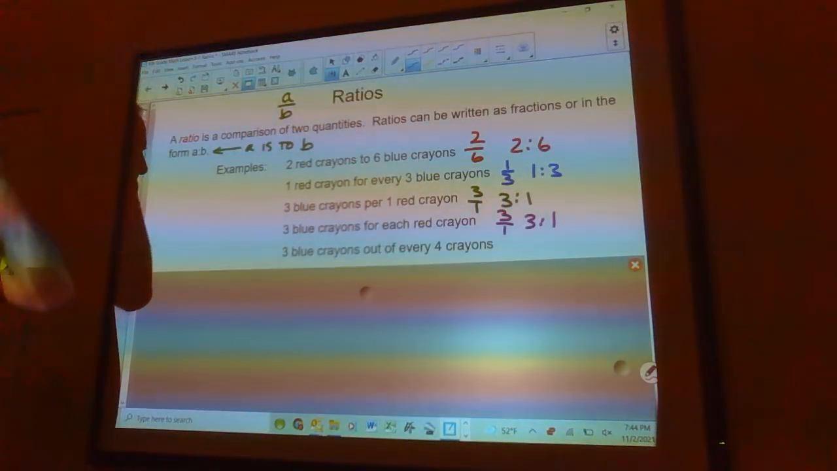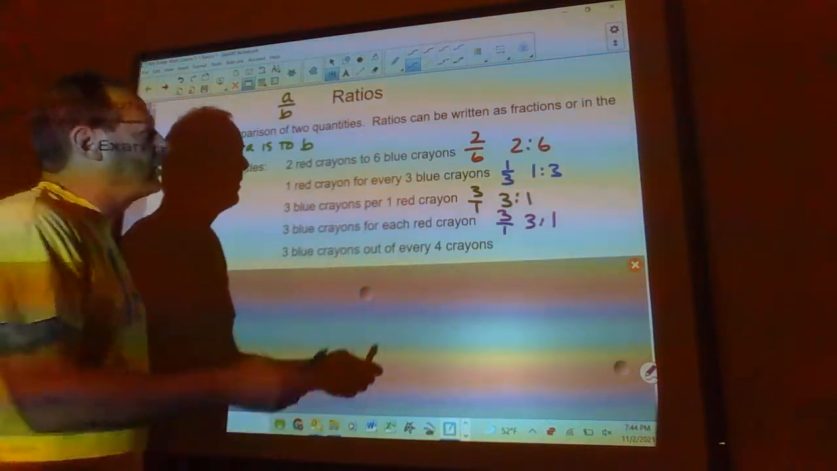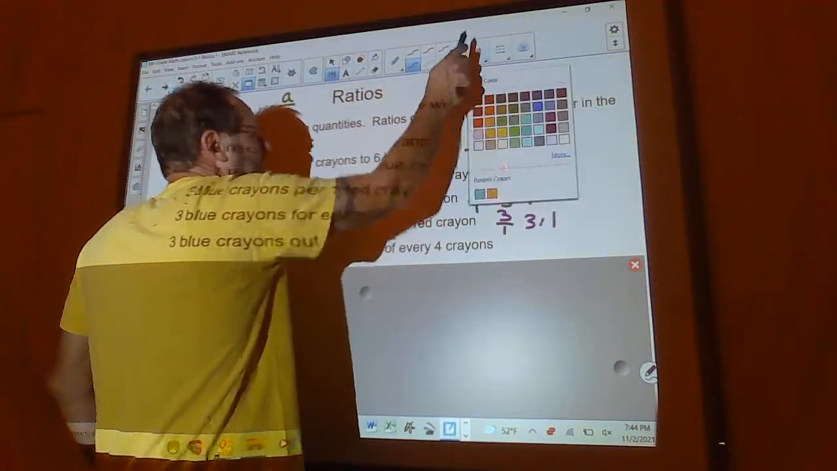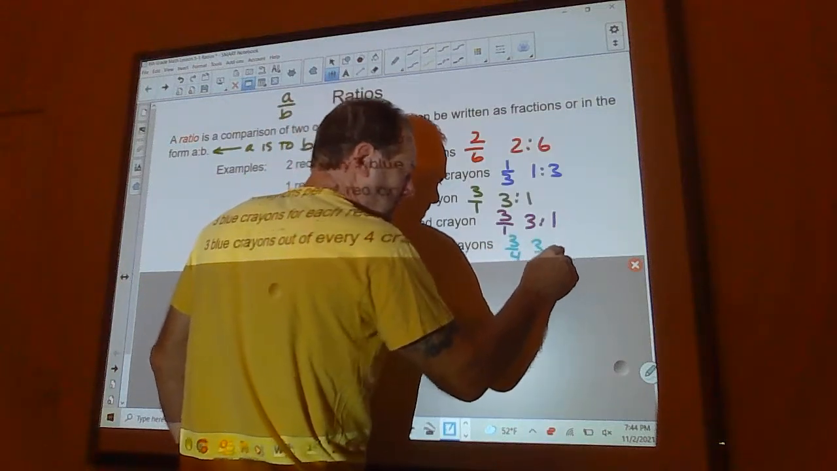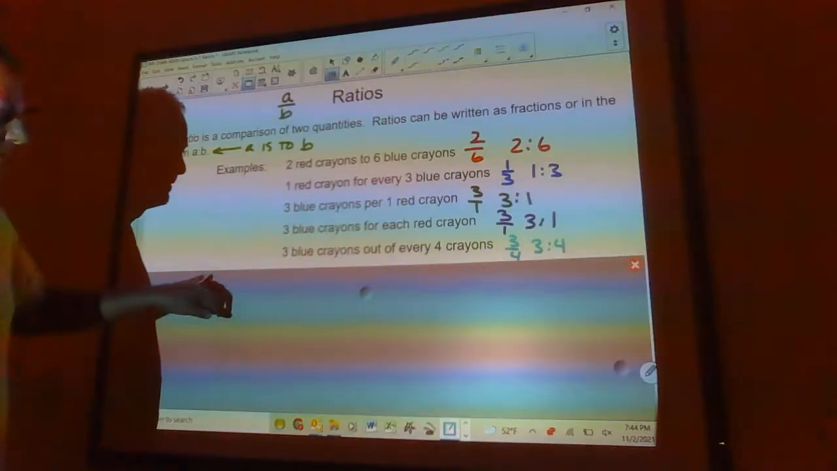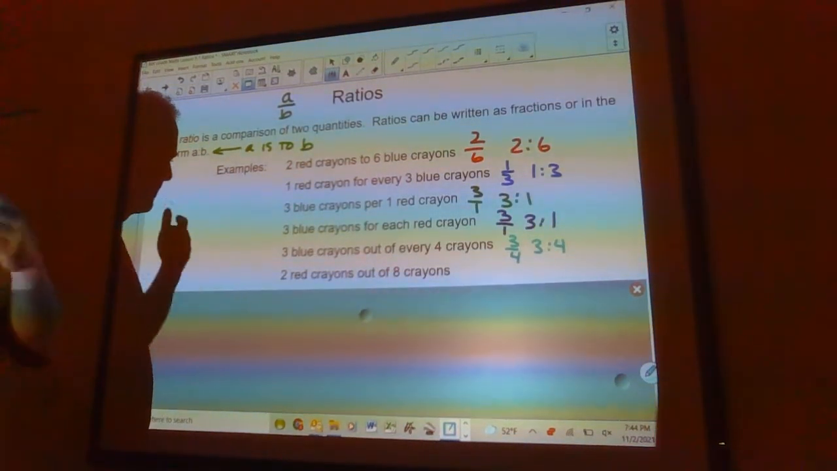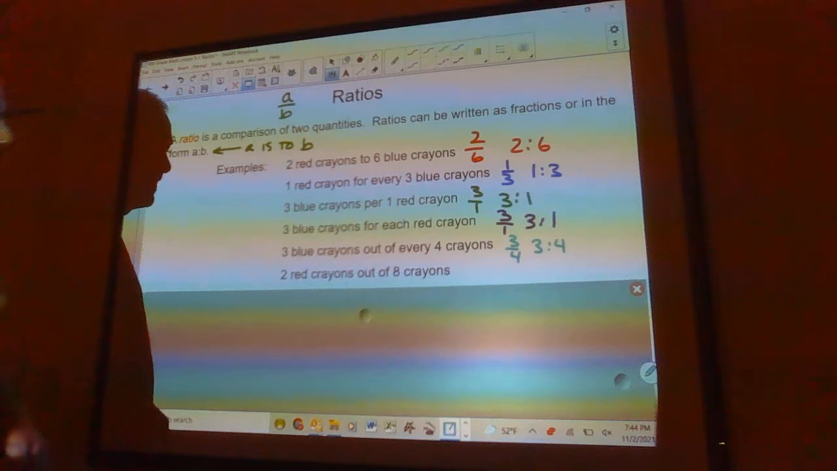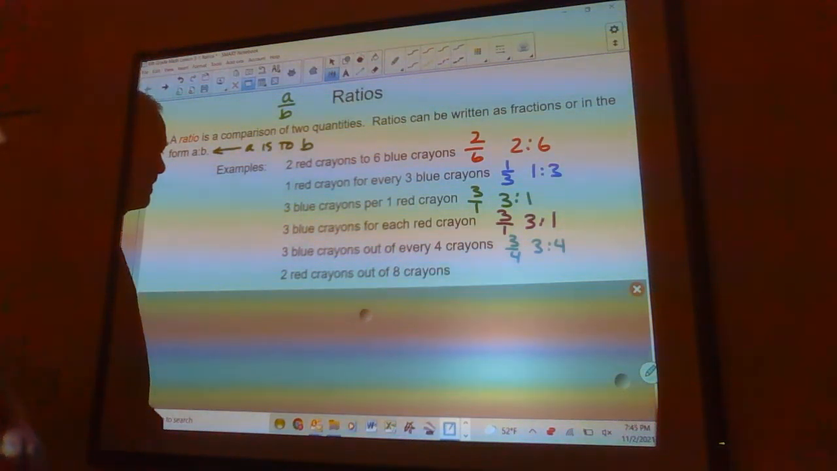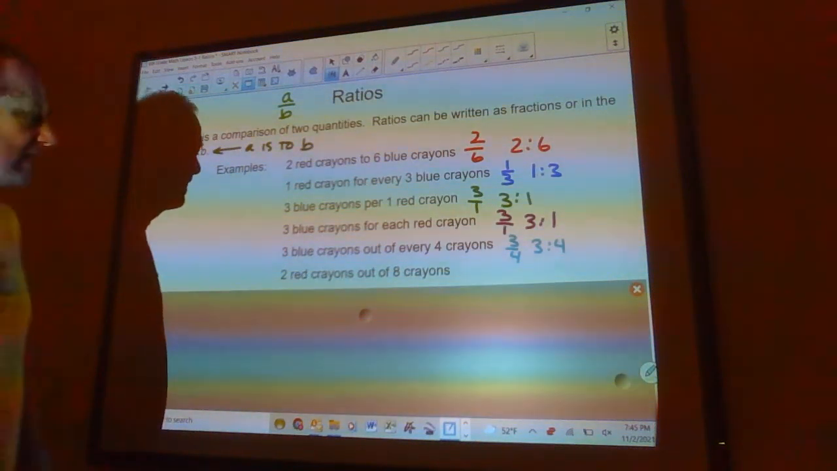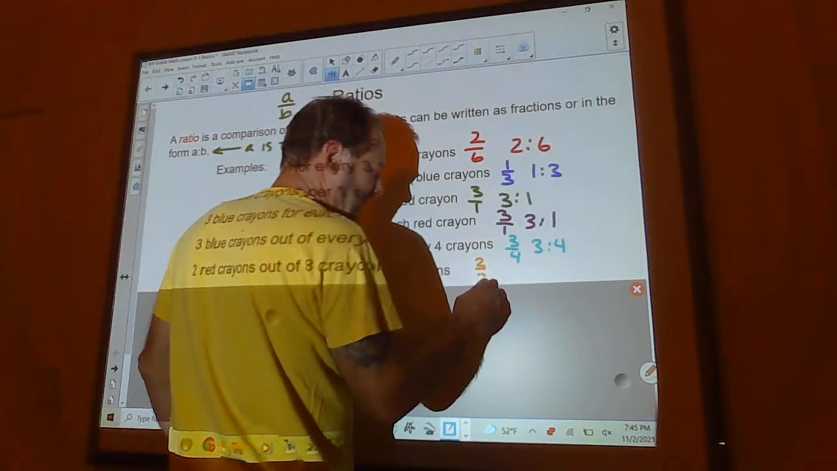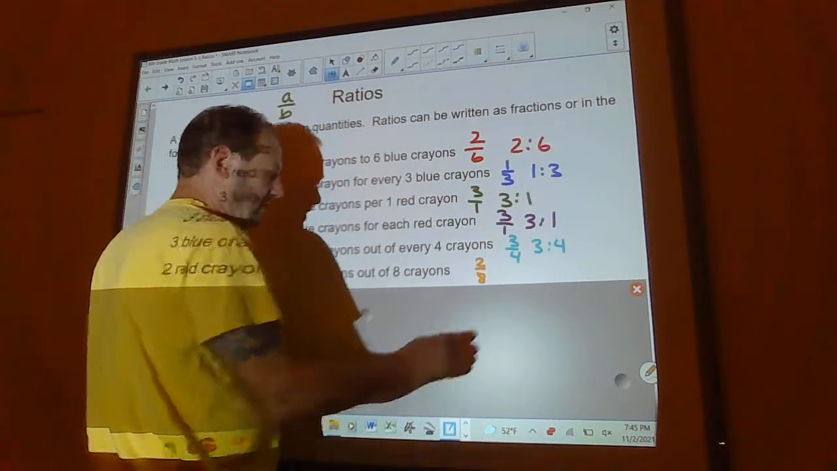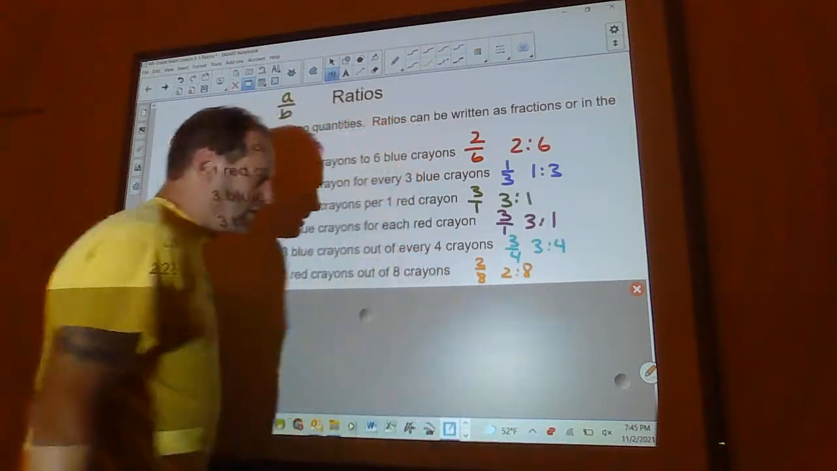3 blue crayons out of every 4 crayons. Now this is a different type of ratio, but you can still do it. This would be 3 to 4. So 3 out of every 4 would be blue. And then we've got 2 red crayons out of 8 crayons. So 2 out of every 8 would be red crayons. We'd write it as 2 to 8, or you can reduce that to 1 to 4.